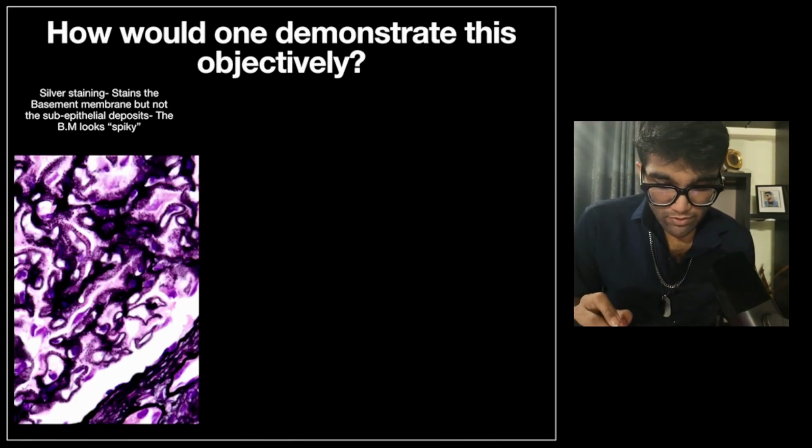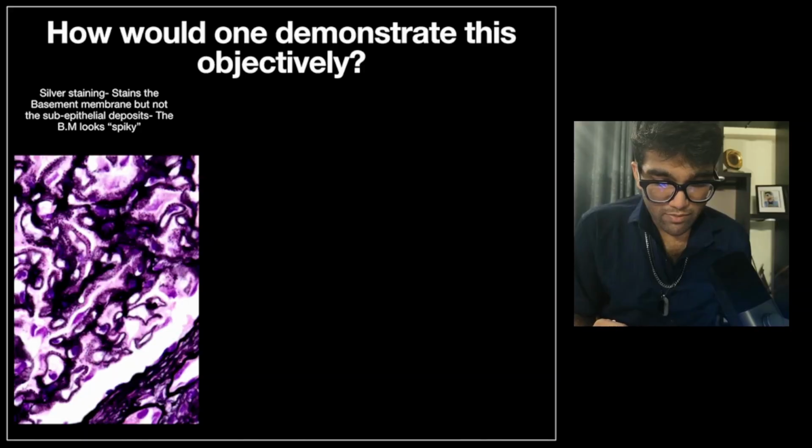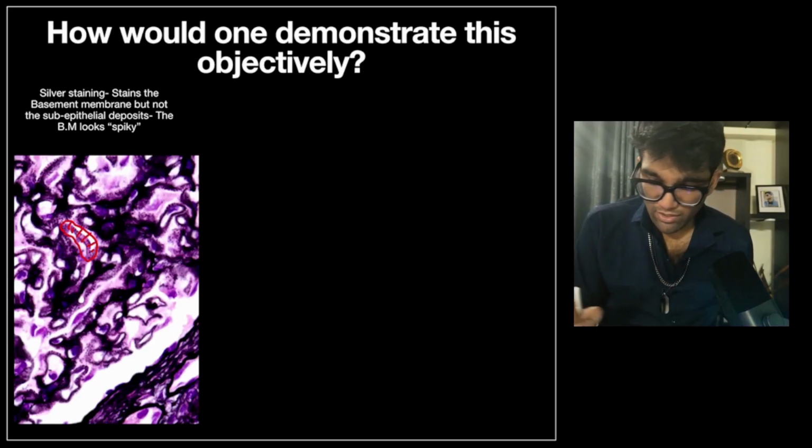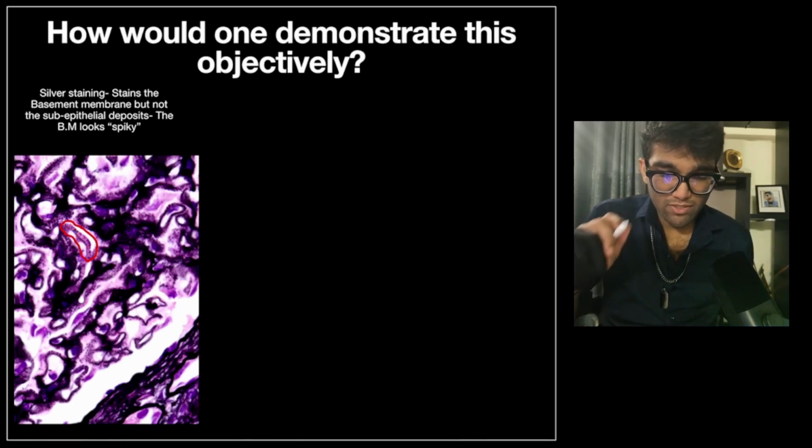If you look carefully, not only is the basement membrane very thickened, there is also something very interesting there. Look at the basement membrane in this area. There appear to be spikes here, like this. And those spikes look like the bristles of a comb.